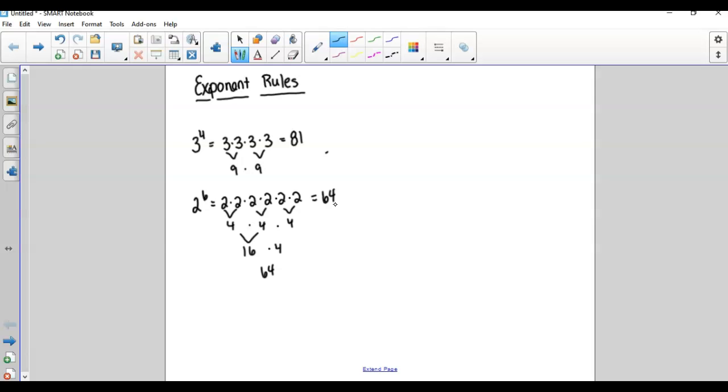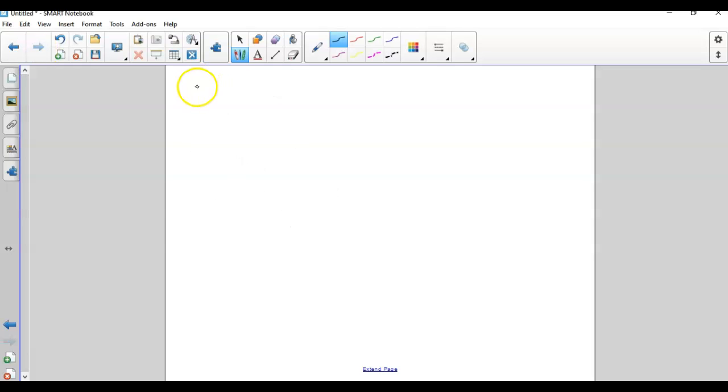Now let's look at what this is going to look like when we have variables with it. So what you're going to be seeing here are problems like example 1. You're going to see something like x to the 4th times x to the 3rd. Whenever we're dealing with x to the 4th times x to the 3rd, we have repeated multiplication here. So I'm going to show you how to do this the long way, and then we're going to look for a shortcut. The long way would be to write it out.